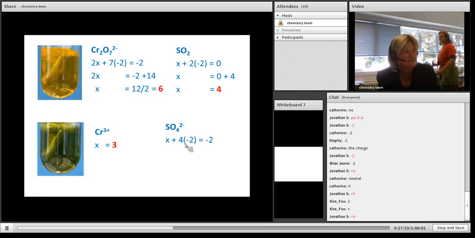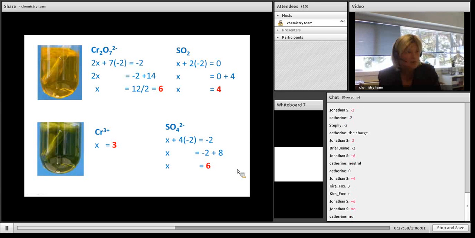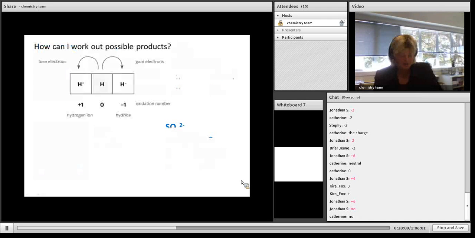And let's look at this one. We work it out exactly the same as the dichromate. The charge is -2. I've got 4 oxygen atoms in this case, times -2. So if you work it out, -8 going across is +8, and it becomes +6. Good, Jonathan. Can you see the point I was making earlier about knowing your ions? You do need to know your ions. Okay. Right, we will be working out some oxidation numbers a little bit later, but do you have any questions on this before I move on? Nope. Okay.